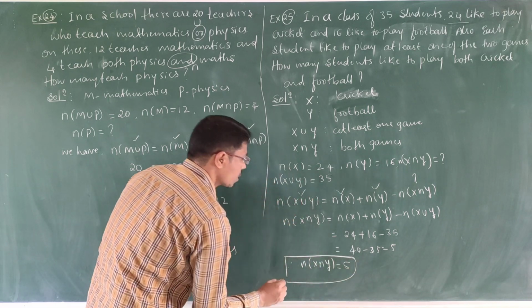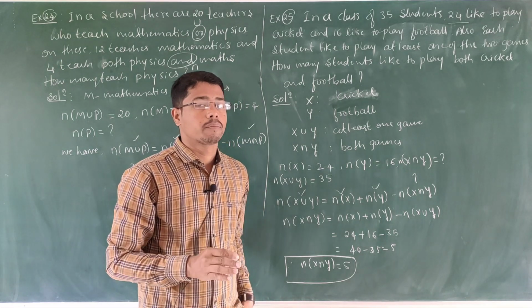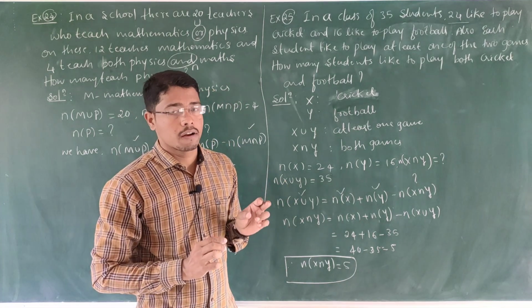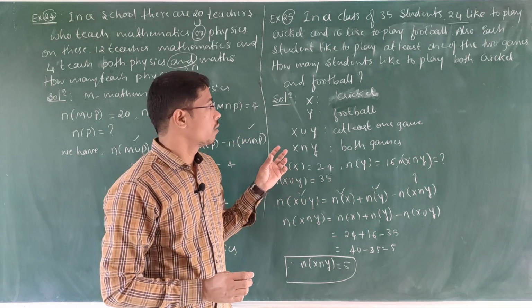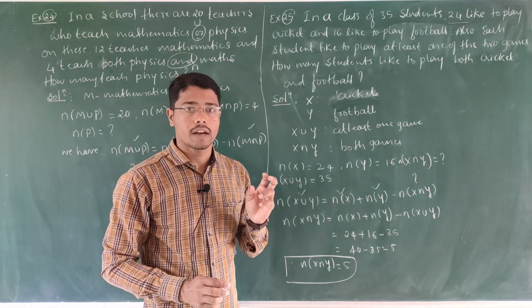So among the 35 students, 5 students will play both cricket and football, and the word "and" is very important, and means intersection. So among the 35 students, 5 students will play both cricket and football.